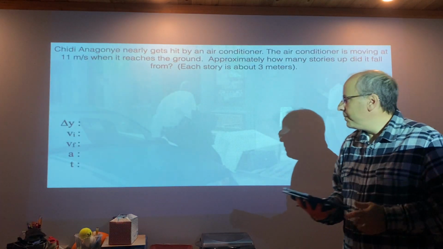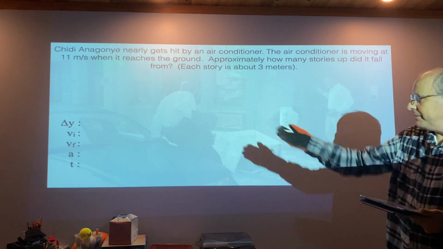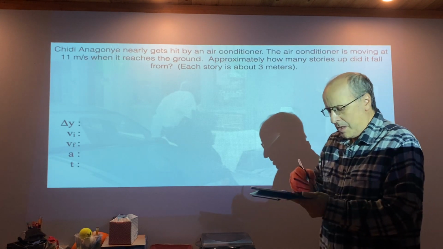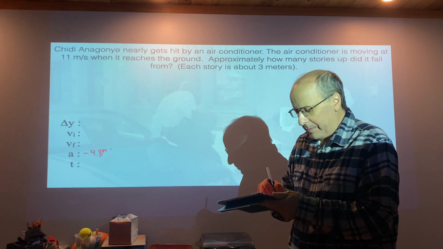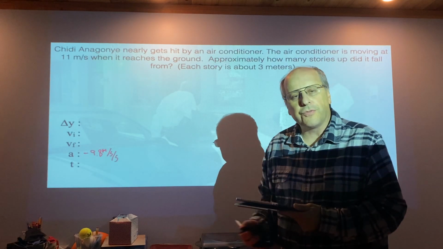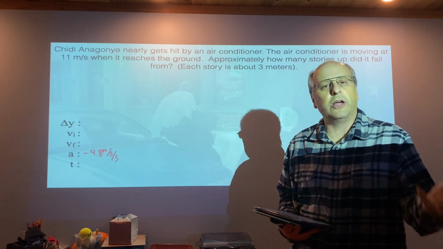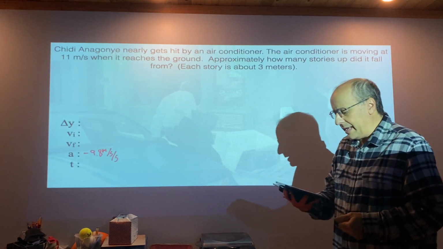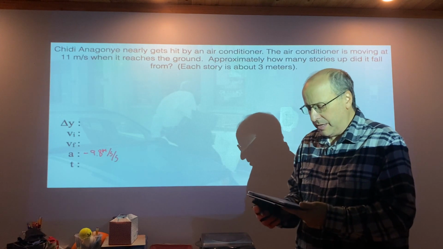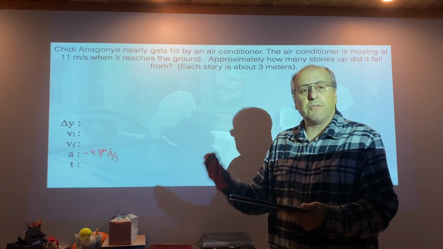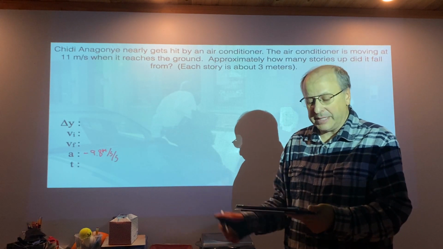So what you do is you make your list: delta Y, VI, VF, A, and T. Because we are on Earth, we use negative 9.8 meters per second squared. You don't have to go through the first couple steps on Earth because we know the answer already is going to be negative 9.8. Doesn't matter how heavy the air conditioner is. It's just important that the air resistance hasn't stopped it from accelerating yet.